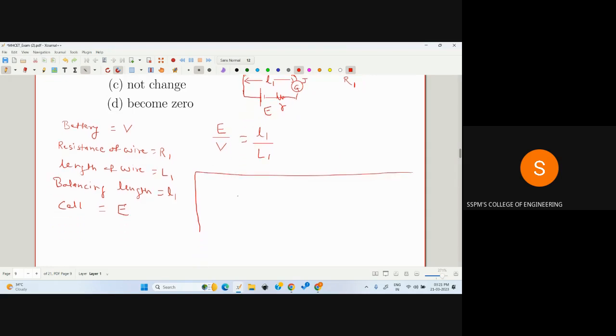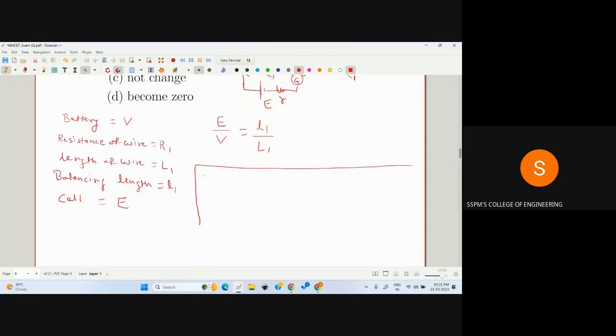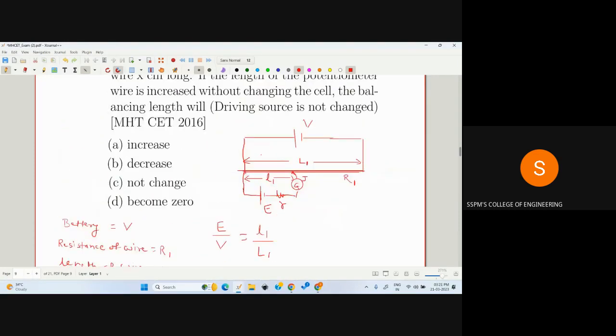In the second case, let's consider the resistance of wire is R2. The length of wire is L2, where L2 must be greater than L1. You check out the problem.